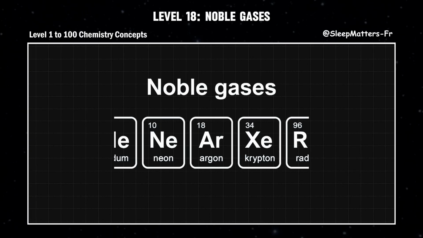They are called noble, not because they are special, but because they are complete. Their outer shells are full. They do not need anyone else to be whole, and that makes them different. It makes them powerful, but it also makes them isolated. Because they do not bond easily, they exist as single atoms, floating through the world untouched, unaffected.